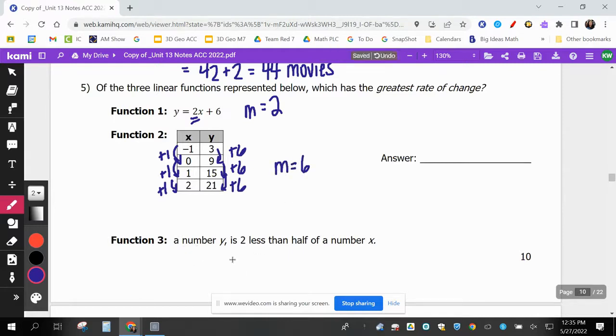A number y is 2 less than half of a number x. 2 less than means we're going to switch the order: half a number x, but I want 2 less than that. So m here is a half. So which is the greatest rate of change? Function 2.